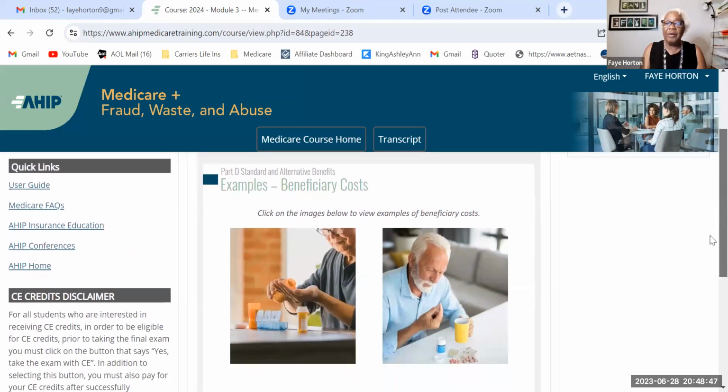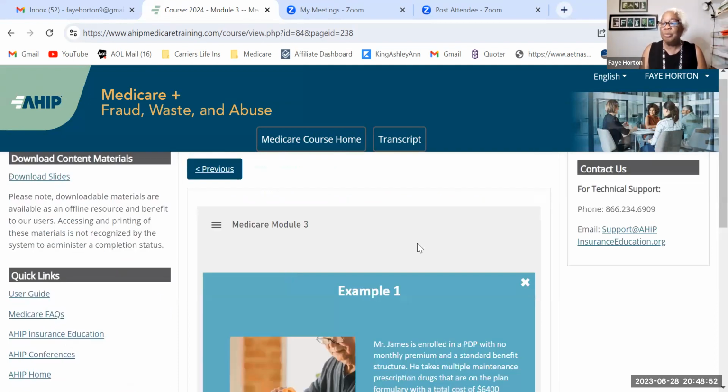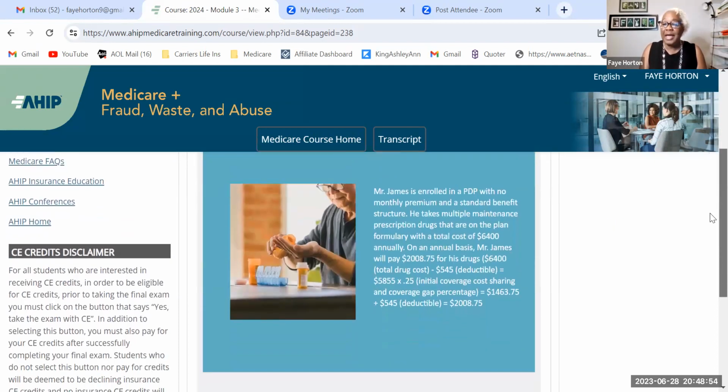Good to know. Okay, examples of beneficiary costs. Let's look at some cost examples. Mr. James is enrolled in a PDP with no monthly premium and a standard benefit structure. He takes multiple maintenance prescription drugs that are on the plan formulary with a total cost of $6,400 annually. On an annual basis, Mr. James will pay $2,008.75 for his drugs. And this is how that will come about.